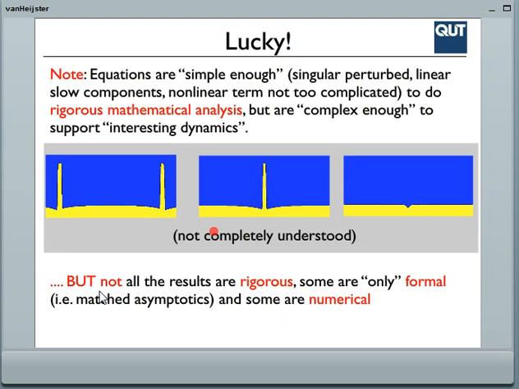For example, this movie which you saw before, where we had these two initial conditions, these two pulses which move toward each other and die out. This is not understood completely.